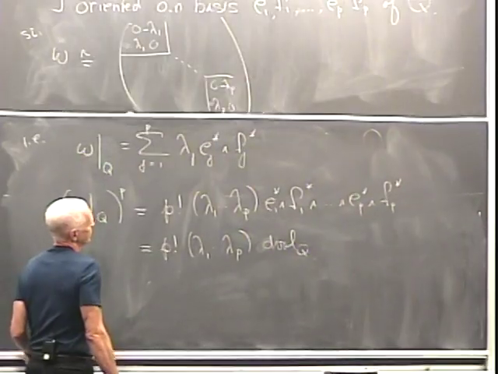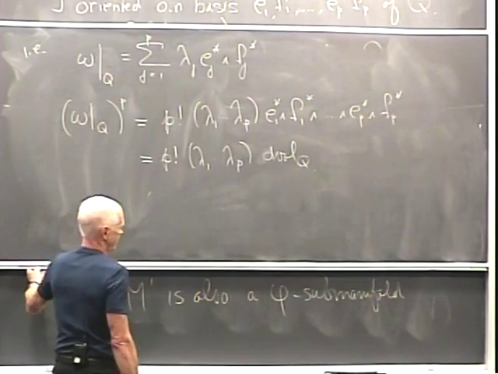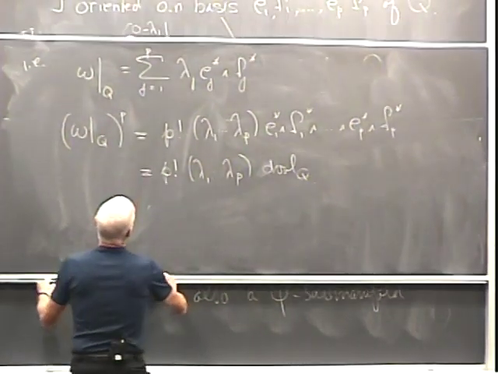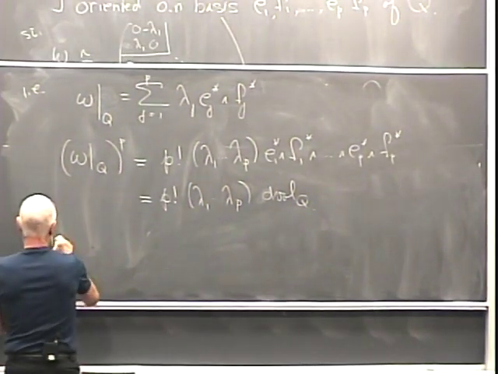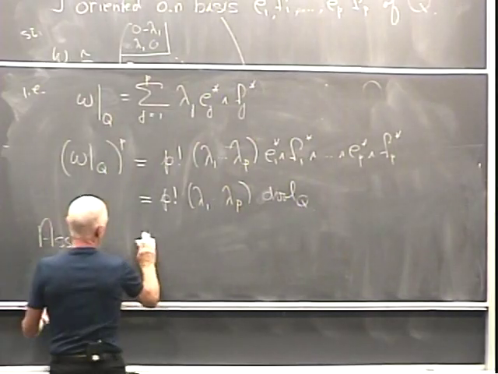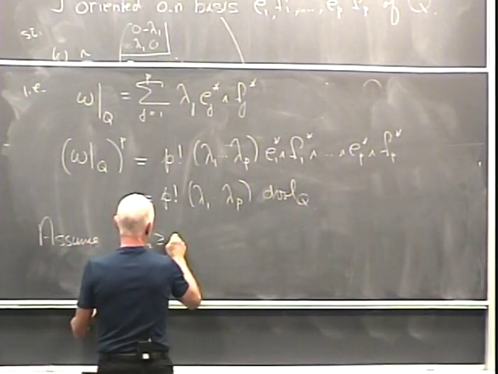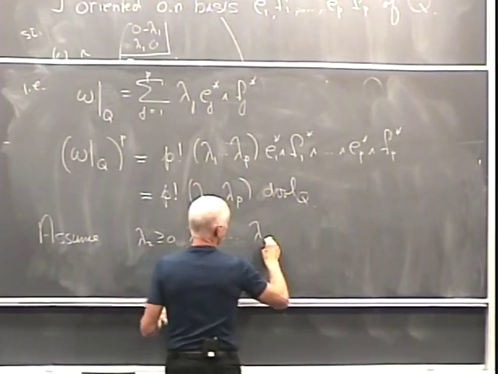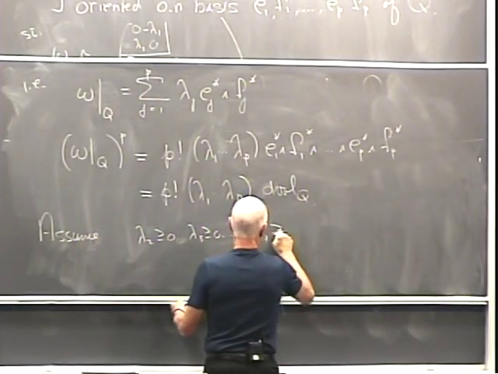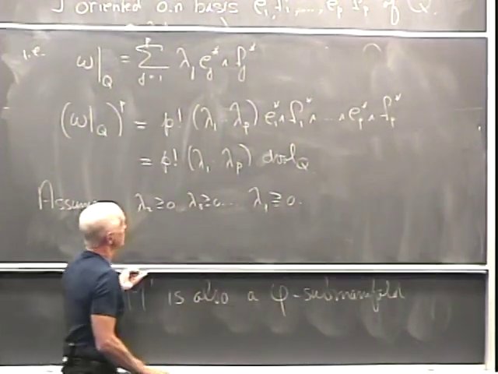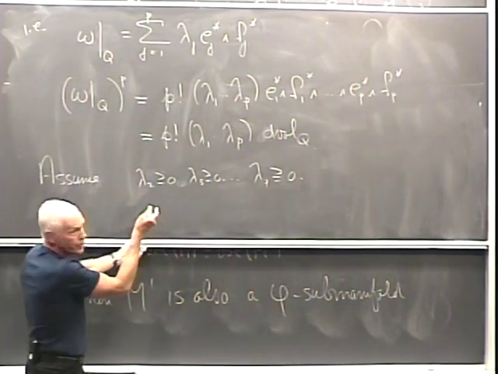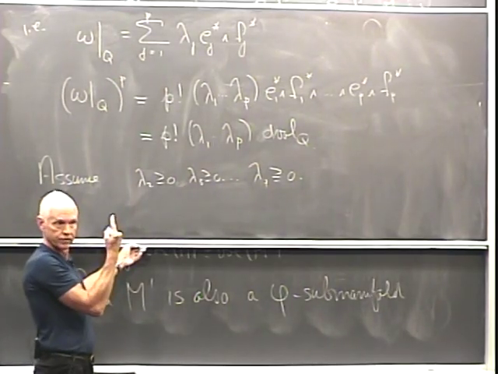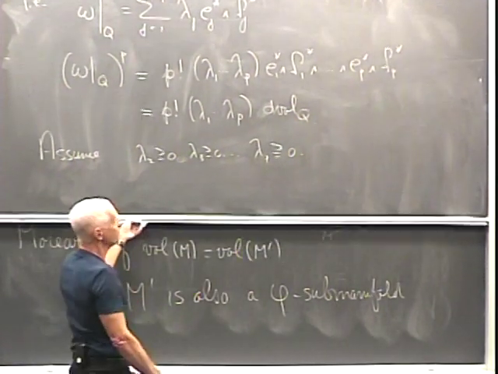And now, I can assume, by the way, in doing this, that lambda 2 is bigger than or equal to 0, lambda 3 is bigger than or equal to 0, up to lambda p being greater than or equal to 0, simply because I'm free to interchange the e's and the f's if I like. I can interchange all of them but one, right? All of them but one.